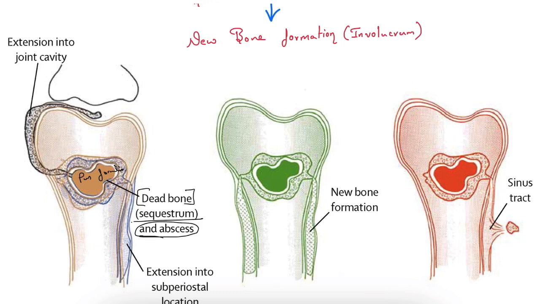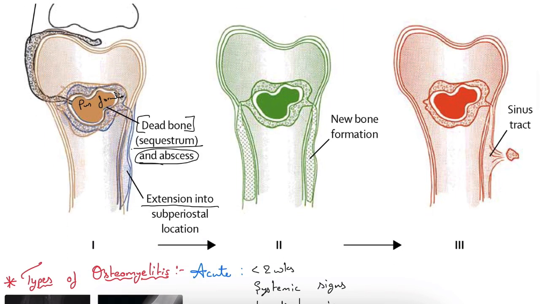Okay, so after the abscess, the body forms some extension into superficial locations. Because of that necrotic tissue, we can see some extension going into the joint cavity, and some extension also in the subperiosteal location. Then in the next stage, new bone formation will happen on the sides of the bone. Then finally a sinus tract forms, and it will spread, causing spreading osteomyelitis.